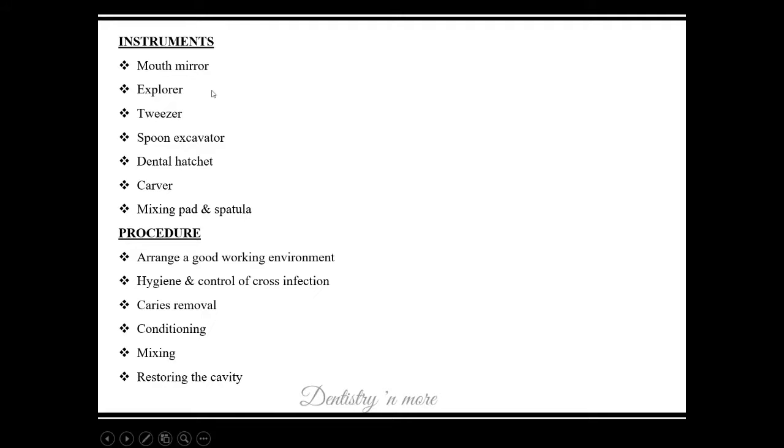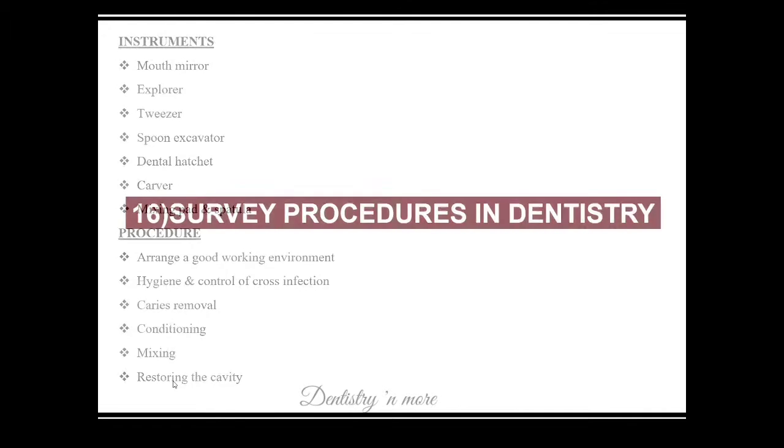So these are the instruments we need to use for ART, that is mouth mirror, explorer, tweezer. The main things are spoon excavator and hatchet, carver, mixing pad and spatula. So the procedure is the same for everyone, for PRR and everything. Only thing is we don't apply etchant. The rest are all the same. Arrange a good working environment, hygiene control, caries removal, conditioning, mixing and restoring the cavity.